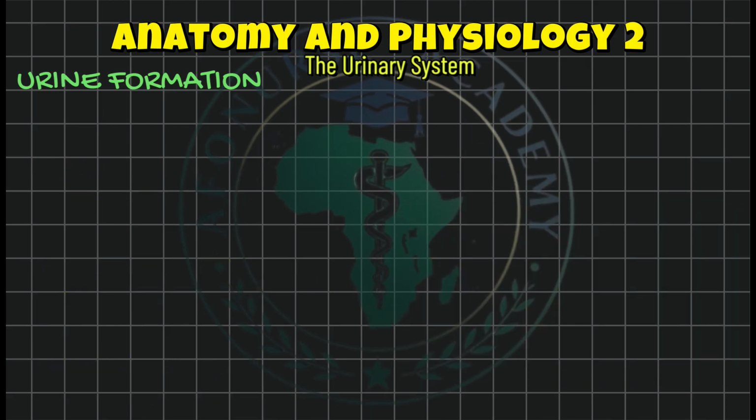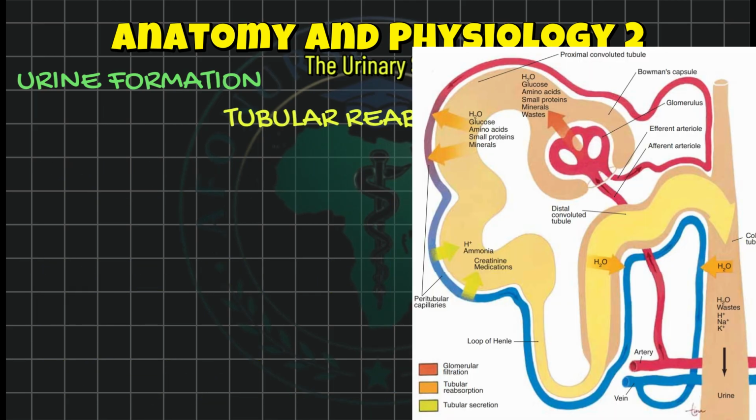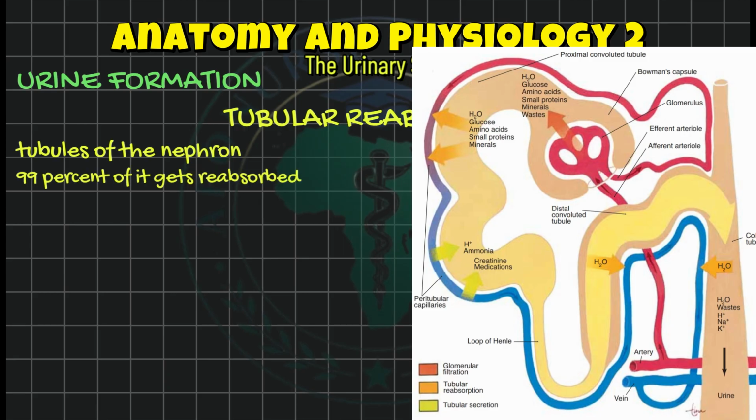The second process is tubular reabsorption, and this is where the kidneys reclaim all the good stuff that your body needs. As the filtrate flows through the tubules of the nephron, about 99% of it gets reabsorbed back into the blood. Let me say that again because it's remarkable. Of those 180 liters filtered daily, about 178 to 179 liters get reabsorbed.